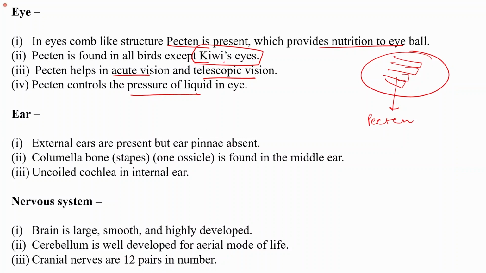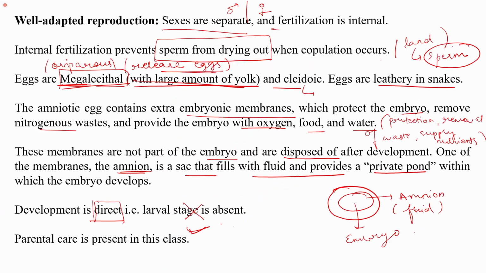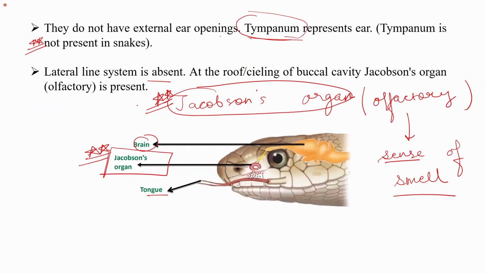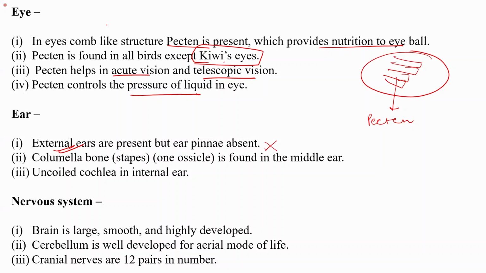External ears are present, but ear pinnae are absent. So, external ears are present in the birds, while in reptiles, they do not have any external ear openings. While in birds, they have an external ear. However, ear pinnae are absent. Columnar bone, which is the stapes, one ossicle, is found in the middle ear, and an uncoiled cochlea in the internal ear is present.